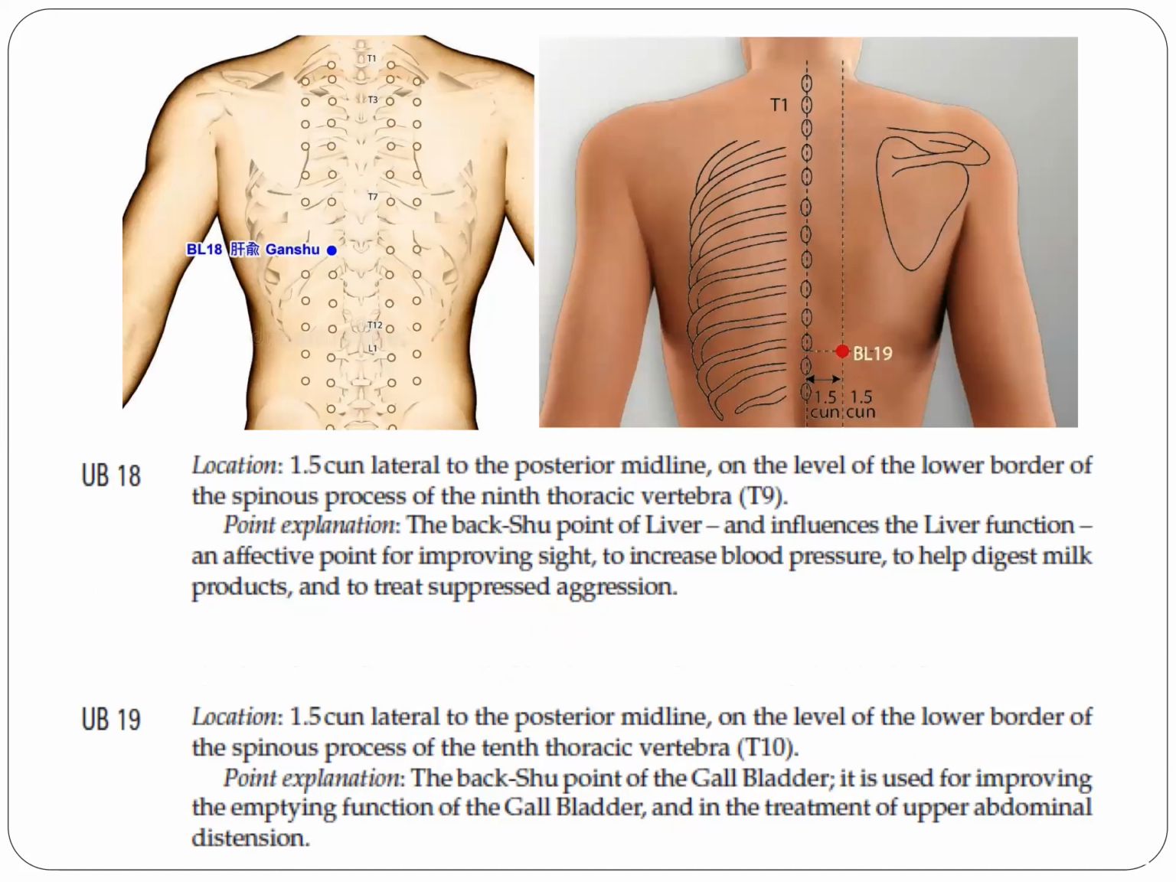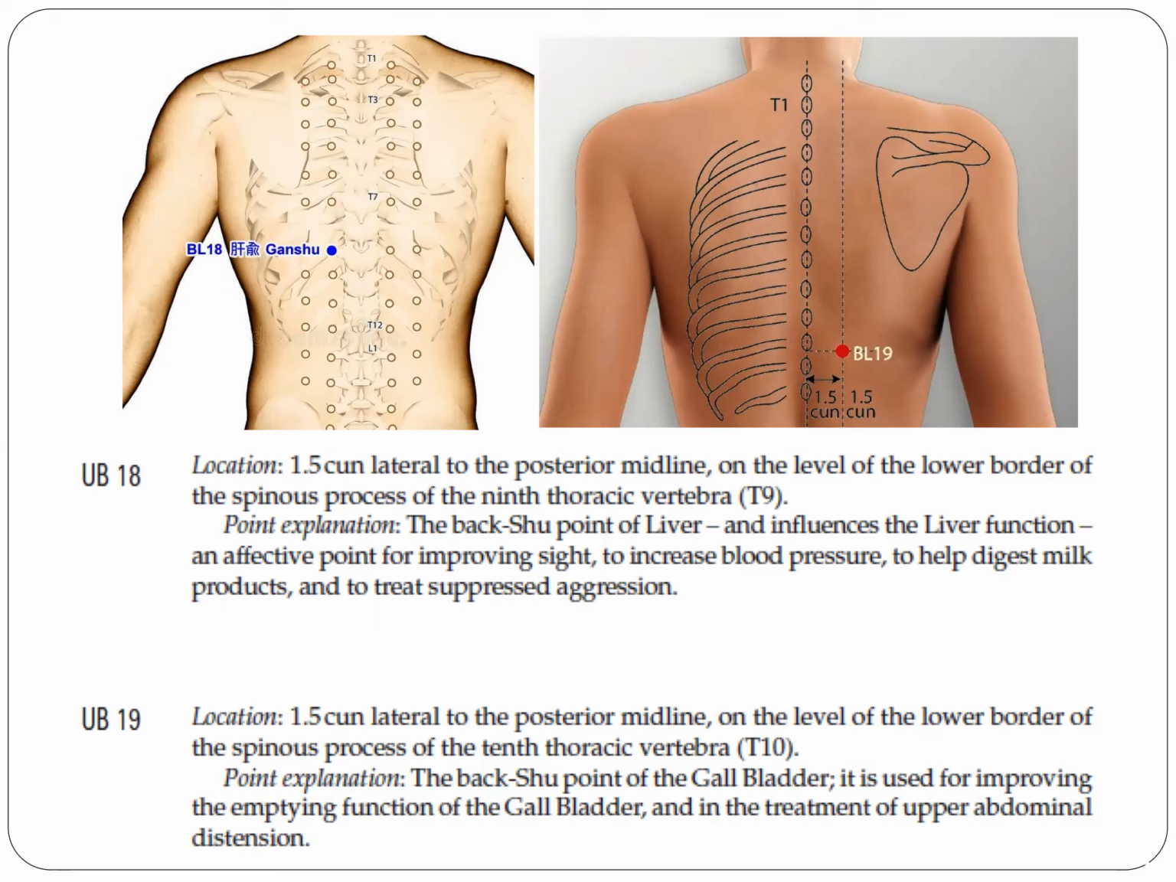Next point, we have UB18, which is located 1.5 cun lateral to the posterior midline on the level of the lower border of the spinous process of the ninth thoracic vertebra. Point explanation: this is the back shu point of the liver, influences the liver function, and is an effective point for improving sight, to increase blood pressure, to help digest milk products, and to treat suppressed aggression.